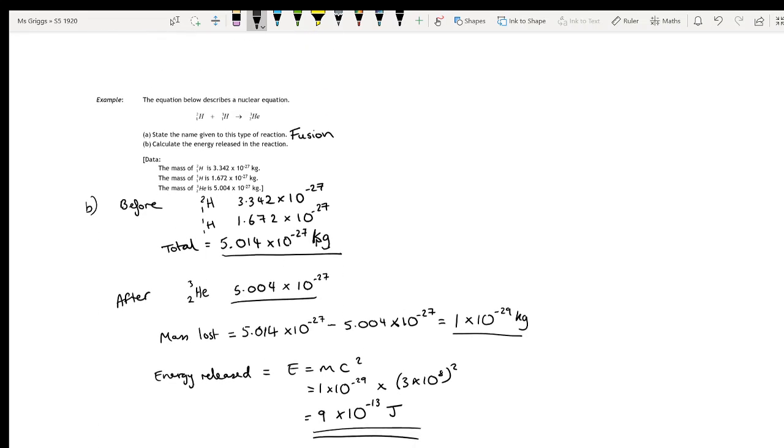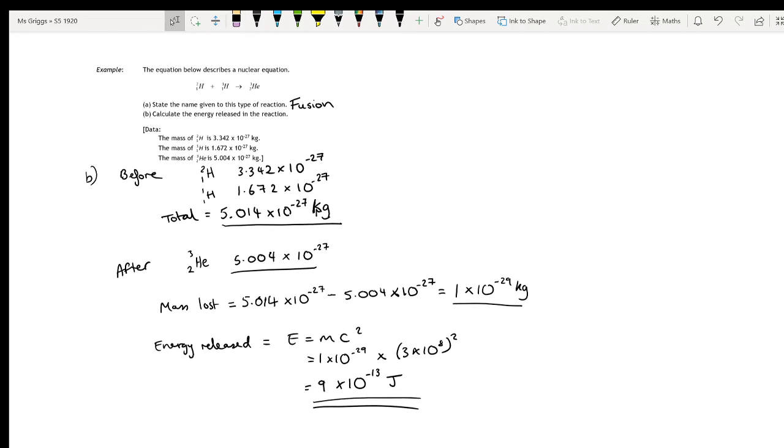So, an example, again, I've written out already, so you don't have to watch me struggle with my pen. The equation below describes a nuclear equation. So that's our equation. A: State the name given to this type of reaction. Well, it's two smaller particles fusing together to form a bigger one, so it's fusion. And B: calculate the energy released in the reaction, given the information that we've got.